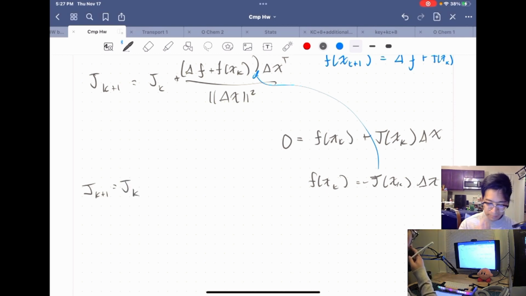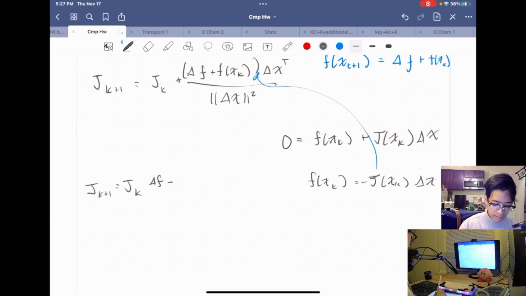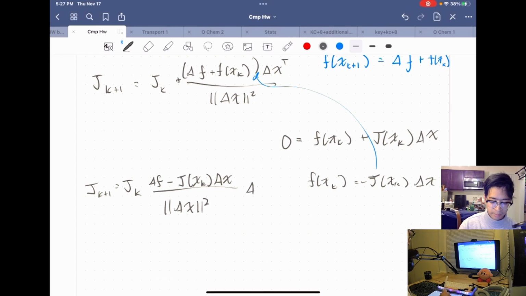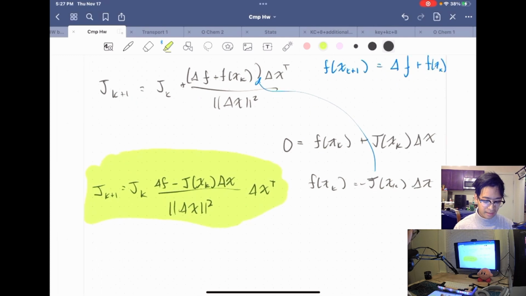So what do we have? We have delta f plus f x, minus the Jacobian, the previous Jacobian, matrix multiplied by delta x over the norm of delta x, all matrix multiplied by the transpose. Hey, look at that. We made it. That is exactly what you see on Wikipedia.